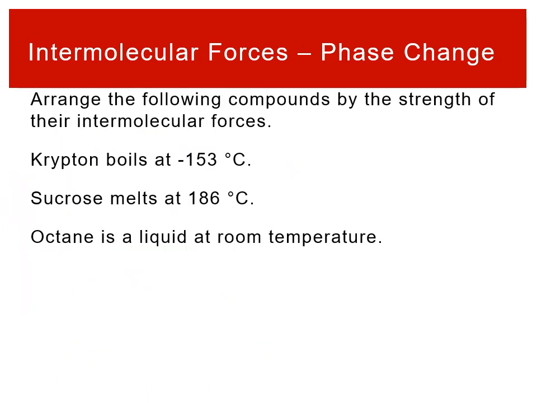So let's look at applying this. We want to arrange the following compounds by the strength of their intermolecular forces. I have krypton, which boils at negative 153 degrees Celsius. Sucrose melts at 186 degrees Celsius. And octane is a liquid at room temperature.